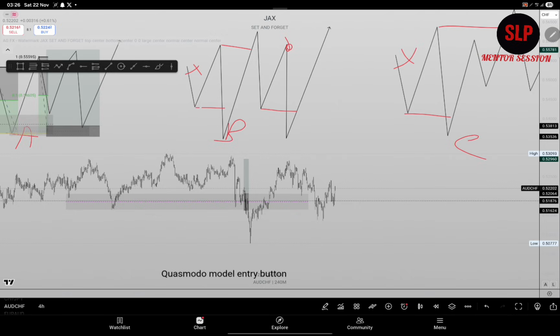Also, for beginners, I think when I started with QMR, if you can understand QMR very, very well, other SMC entry patterns will be easier for you to understand. So QMR is very important. Let's get into the next part of the video.